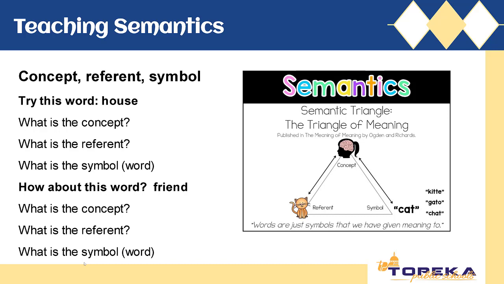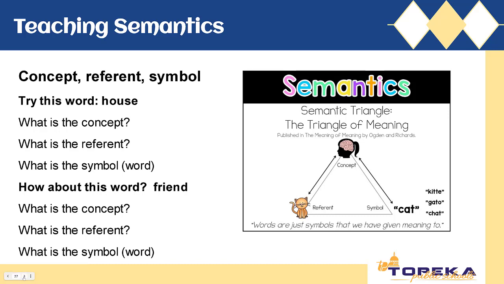So think about the word house. What is the concept of the word house? What is the referent? And what is the symbol when we're writing that word house? So also think about this with the word friend. What is the concept of a friend? A person who we enjoy spending time with, a person who supports us. The referent, perhaps you're picturing a very specific friend, your best friend perhaps. And then the symbol, how do we write that word friend?